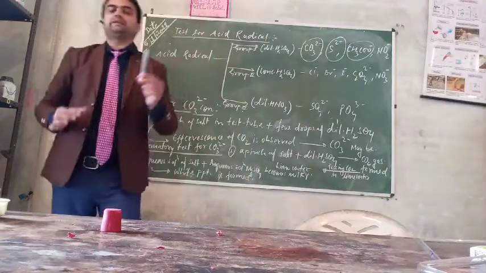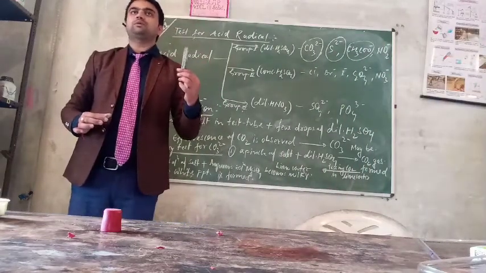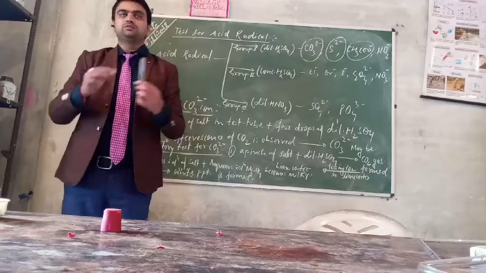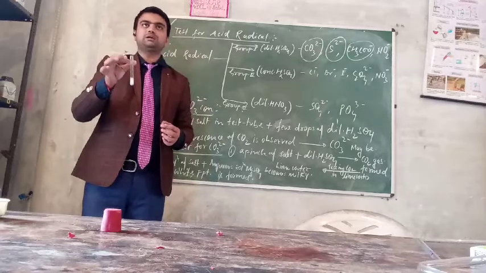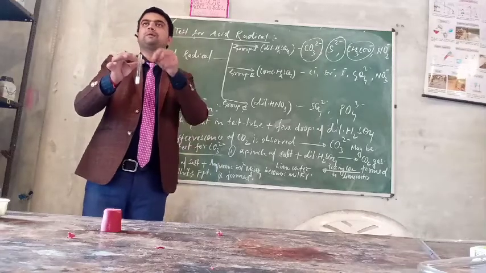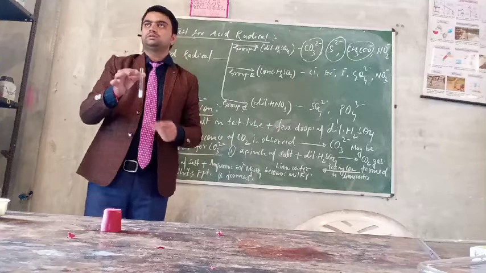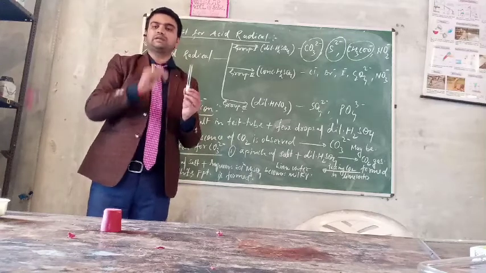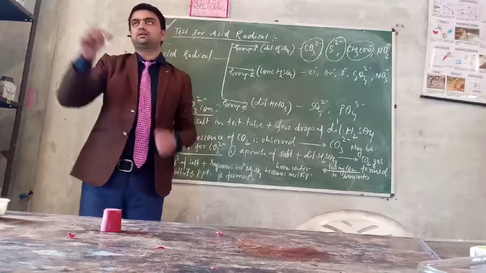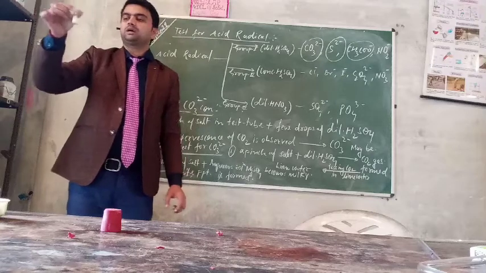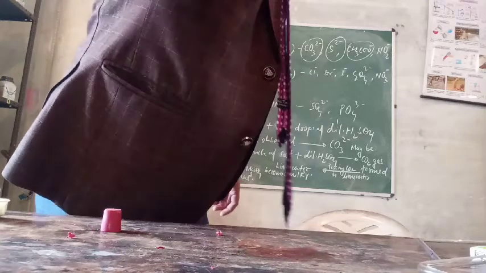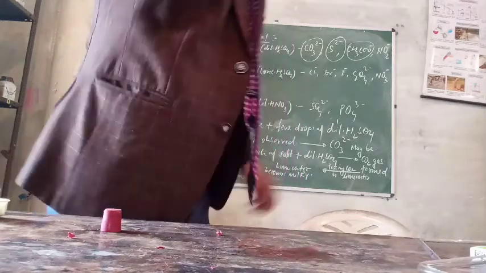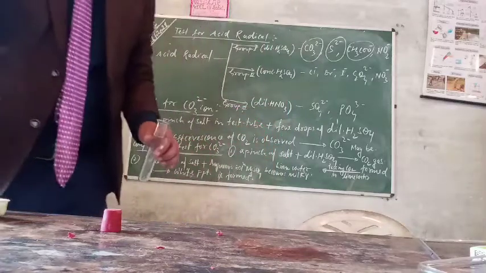So this is the common test for the carbonate ion. Clear? First of all, you will take the salt and add a few drops of the dilute H2SO4 into it. Then the effervescence of the carbon dioxide will be produced, and you will say that the given salt contains the carbonate ion. Clear? Now for the confirmatory test, once again we take the salt.